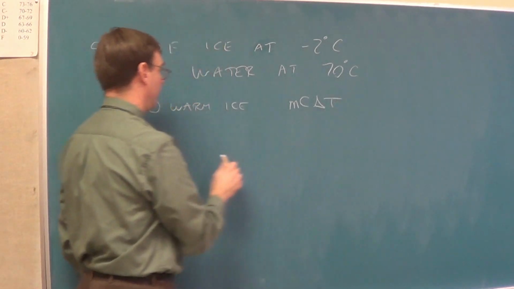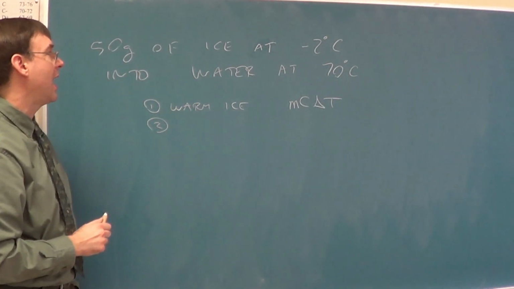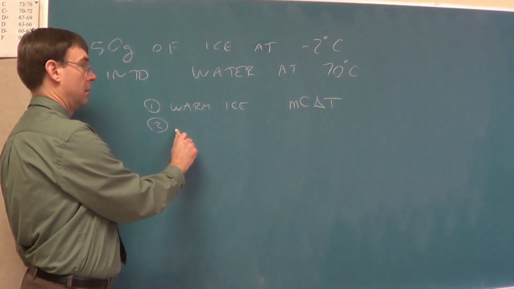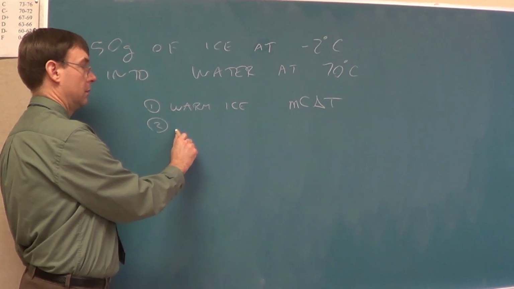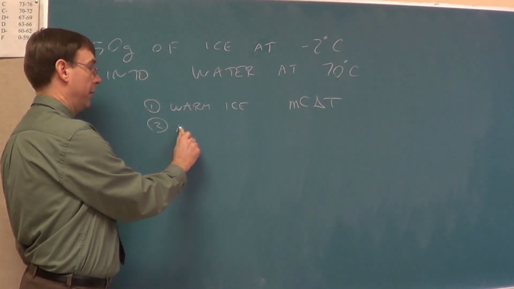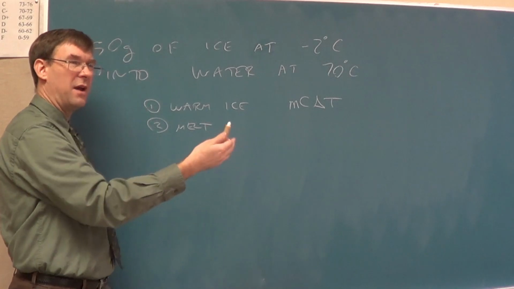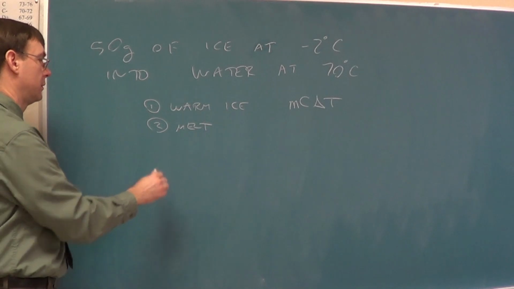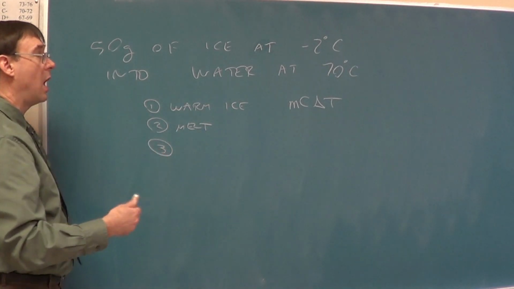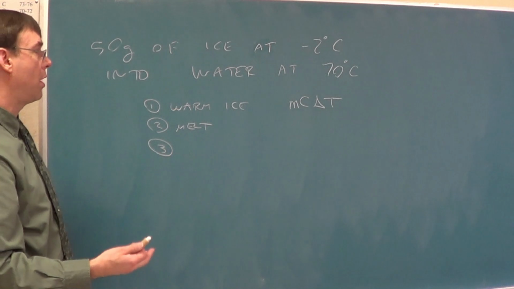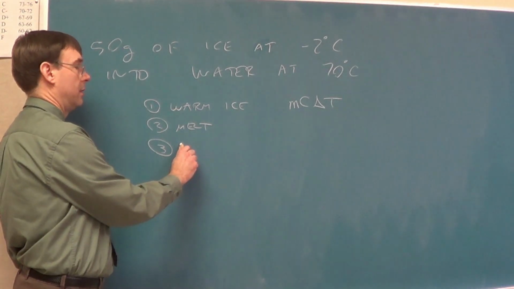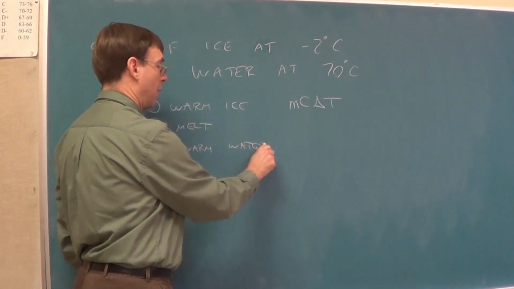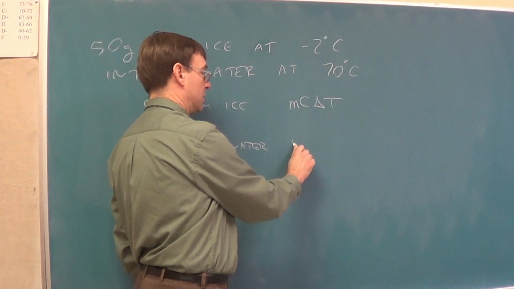Equation. What is it? MC delta T. In English, what's the next thing that would have to happen after the ice was warm enough to cooperate? Melt. Is there an equation for that or just math? Just math. Just multiply the right two numbers. Now we've got water, but that water is cold water. Then what has to happen? Warm up the water. If we're warming up water, equation, no equation? Equation, MC delta T.